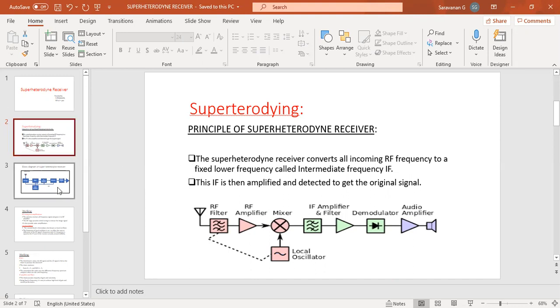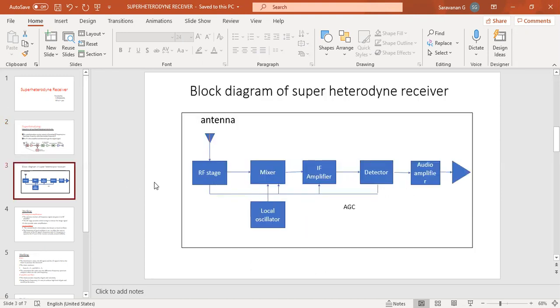This is the block diagram of superheterodyne receiver where we can see an antenna, RF stage, mixer, IF amplifier, detector, audio amplifier, and a speaker. Now we are going to see about each block in detail.